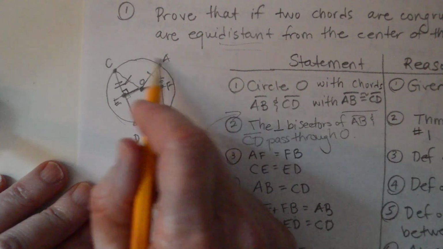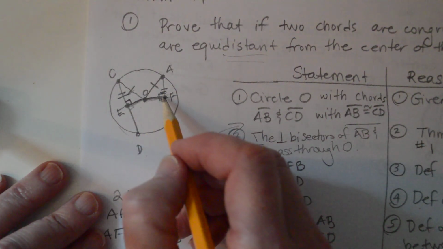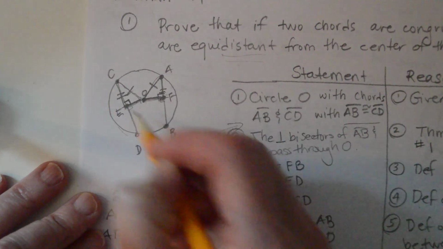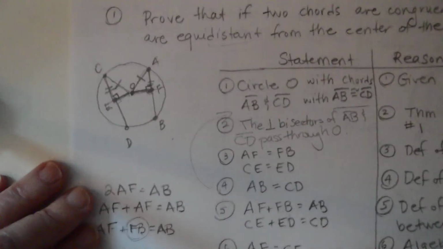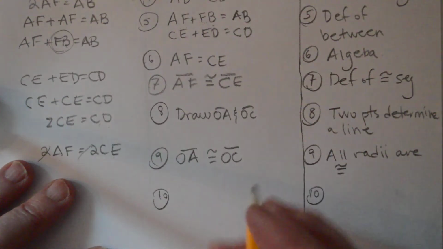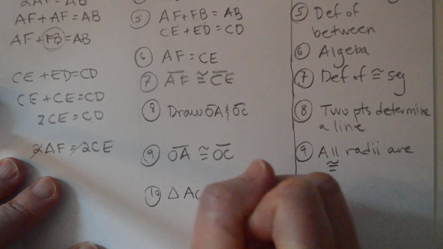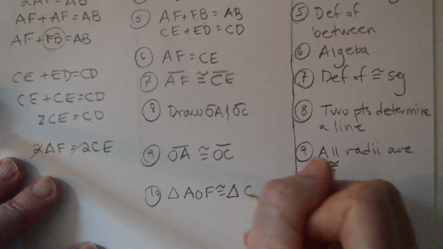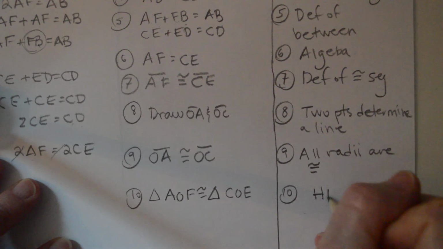So hopefully at this point, as you're looking at it, you see, oh gosh, I've got 2 right triangles. I've got the hypotenuse of one congruent to the hypotenuse of the other, and the leg of one congruent to the corresponding leg in the other. Those 2 triangles now are congruent. So we can say here as step 10 that triangle AOF is congruent to triangle COE, and our reason is HL.